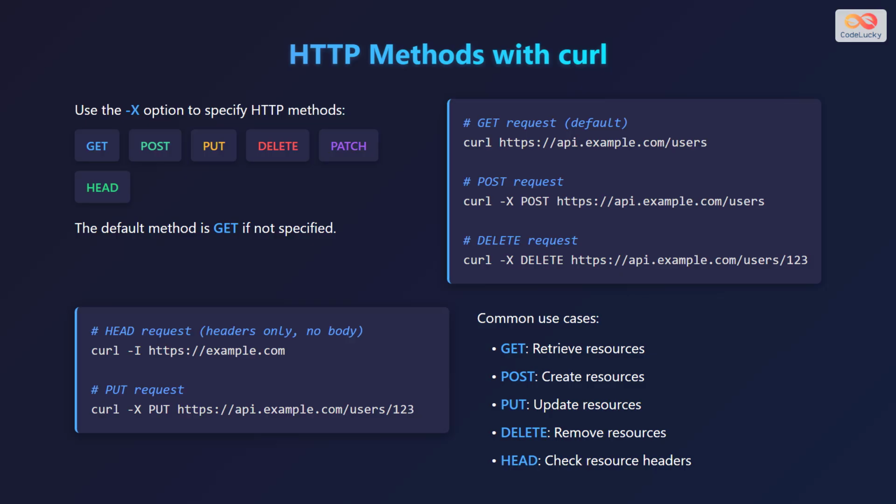To specify a POST request, use curl -X POST, followed by the URL. Similarly, for a DELETE request, use curl -X DELETE, followed by the URL. A HEAD request retrieves headers only without the body, and a PUT request is used to update resources. The GET method is typically used to retrieve resources, POST to create resources, PUT to update resources, DELETE to remove resources, and HEAD to check resource headers.